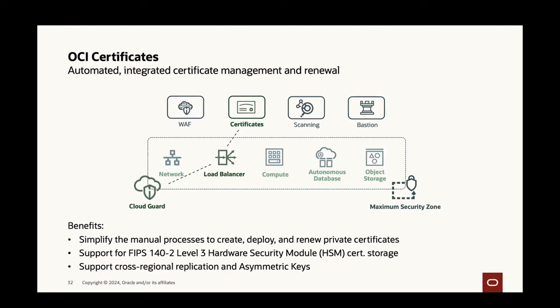And within the service, you can create your own private certificate authority. And if you have a third-party certificate authority that you already use, you can import certificates issued by that CA for use in your OCI tenancy. And also just going back to CloudGuard, CloudGuard also integrates with this and will keep an eye on expiring certificates and warn you of the expiration.